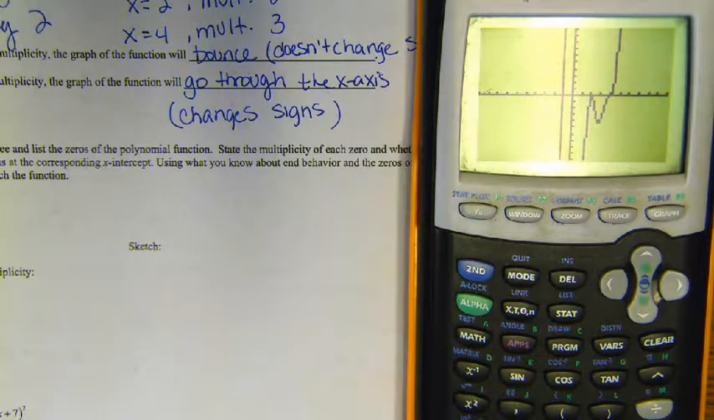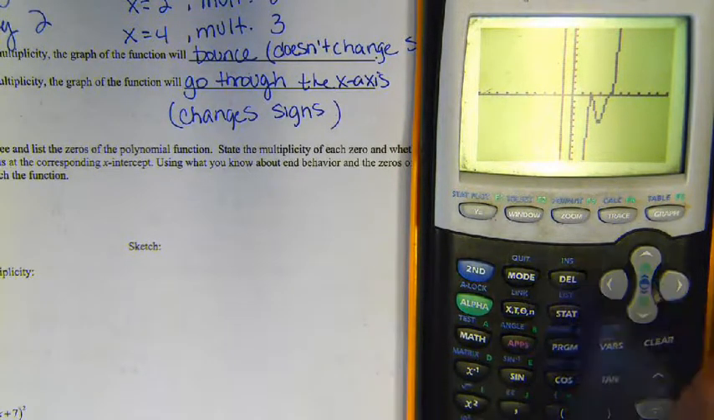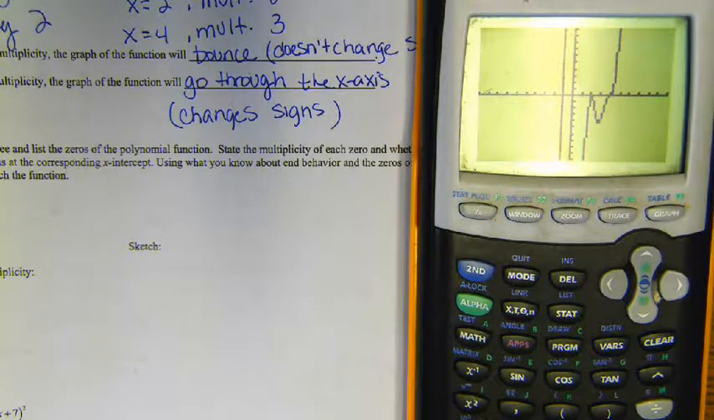Reed, what was your question? Is it a function? It is a function. These are not vertical lines. They are very steep, but they are still going off to the right. All polynomials are functions. Okay.